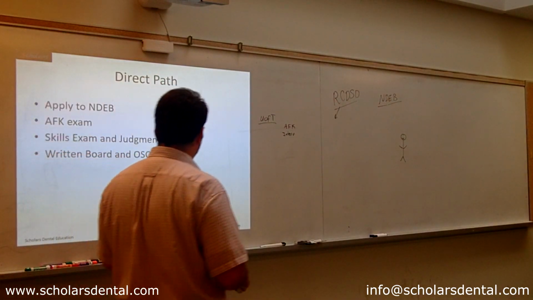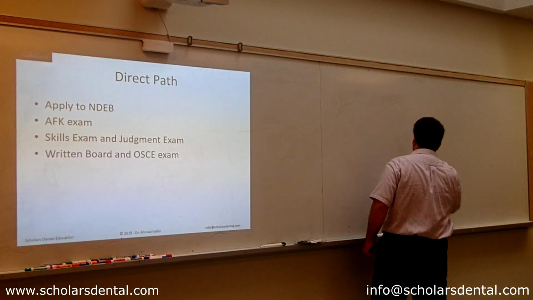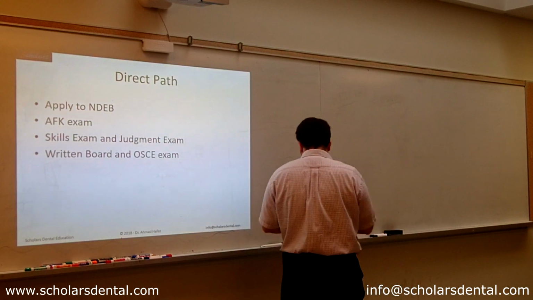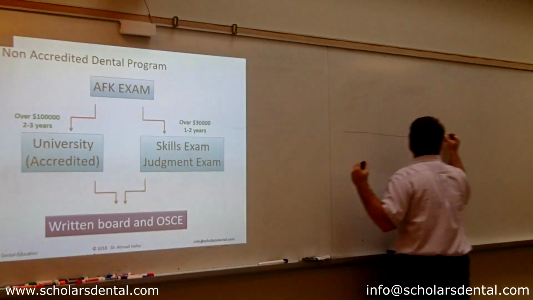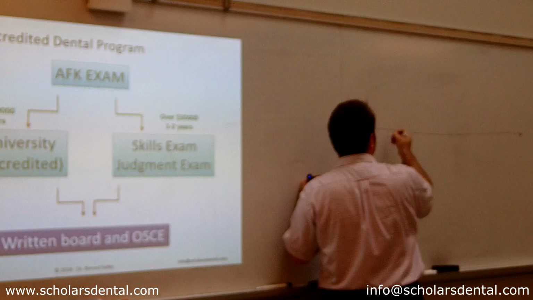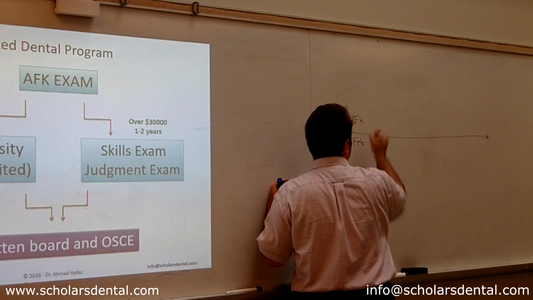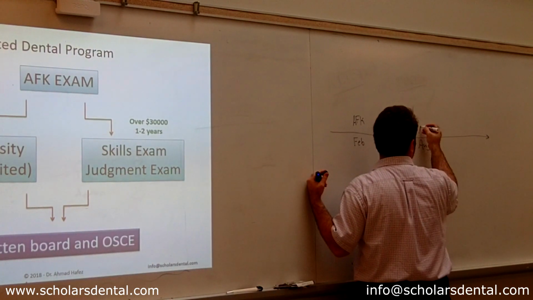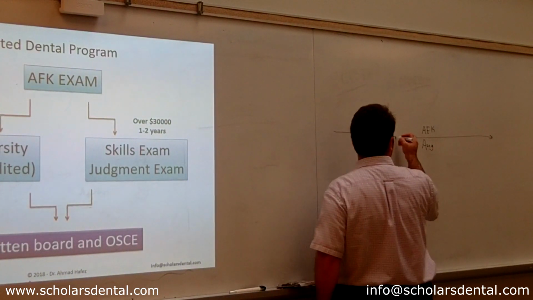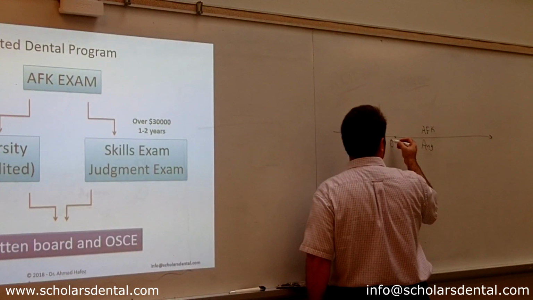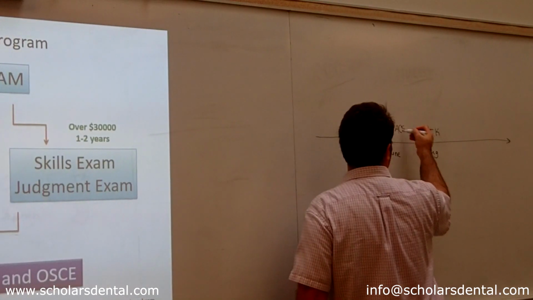So let me take you through a timeline. I'll go on the board, because I want to give you strategies too. Let's look at how this is split. The AFK has one sitting in February and one in August. ACJ and skills, ACJ and ACS, are in June and then in December.